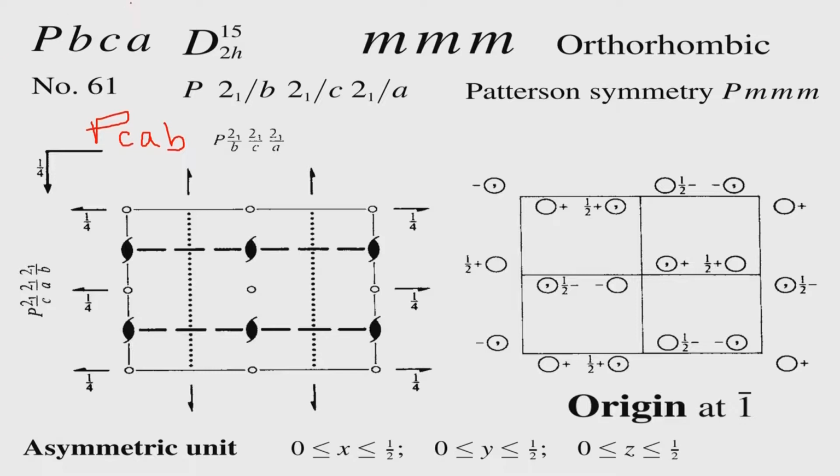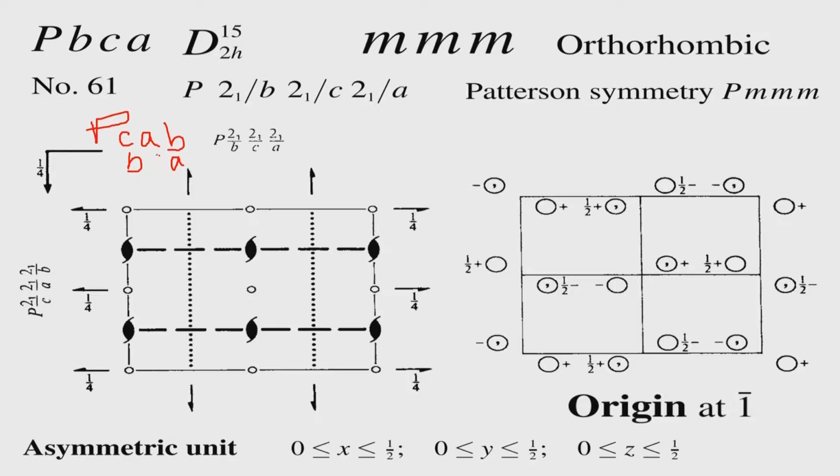So PBCA is the same as PCAB, except that your ABC positions are interchanged. So in this particular case, the positions are ABC, okay, and in this particular case, this position with respect to this is A, and this is B, and this is C. Am I right?